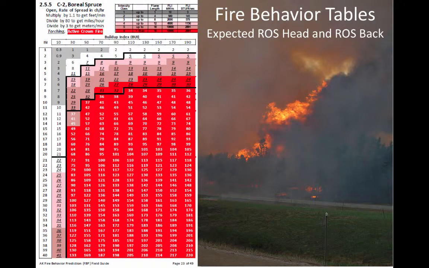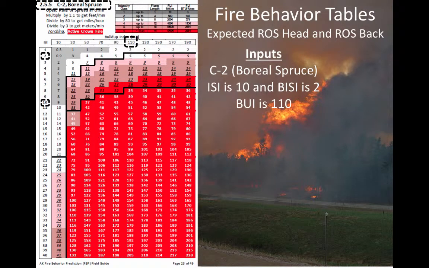Let's look at an example. In your fire situation, you have selected C2 boreal spruce as your representative fuel type. You have estimated an ISI of 10, a backing ISI of 2, and a buildup index of 110 for your fire situation. Find your ISI, BISI, and BUI on the C2 table as I've shown here. Expected fire behavior is where the rows and columns intersect.